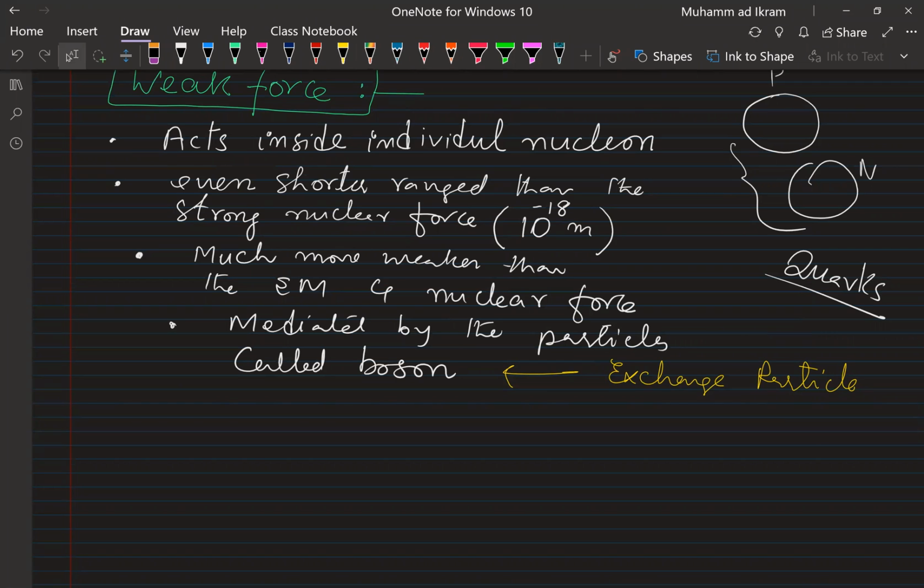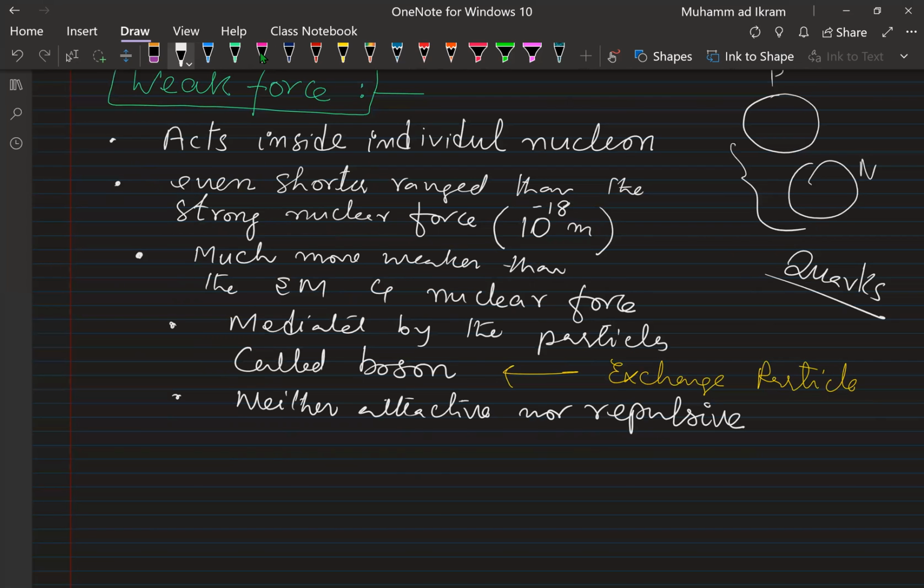So this force is neither attractive nor repulsive. Very strange thing. They only hold the individual nucleons together. And the most important point is that this force is responsible for beta decay, right? Beta decay is the result of this force.